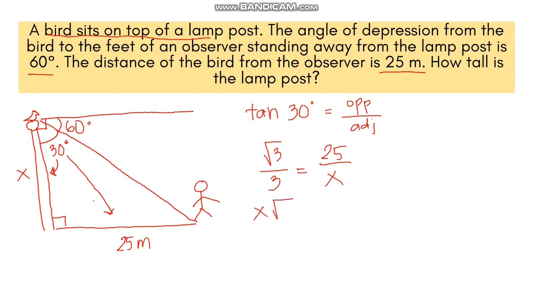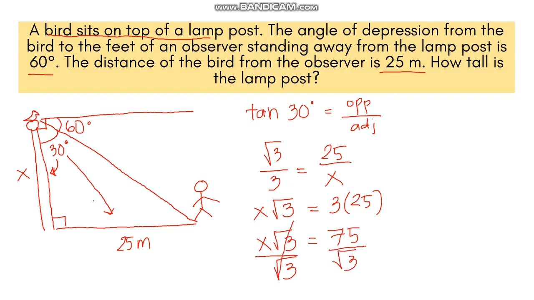So x times square root of 3 equal to 3 times 25. So this is x square root of 3 equal to, then 3 times 25 is 75. Now to get x, divide both sides by square root of 3. So we divide both sides by square root of 3. This will be cancelled. So we have x equals 75 over square root of 3.